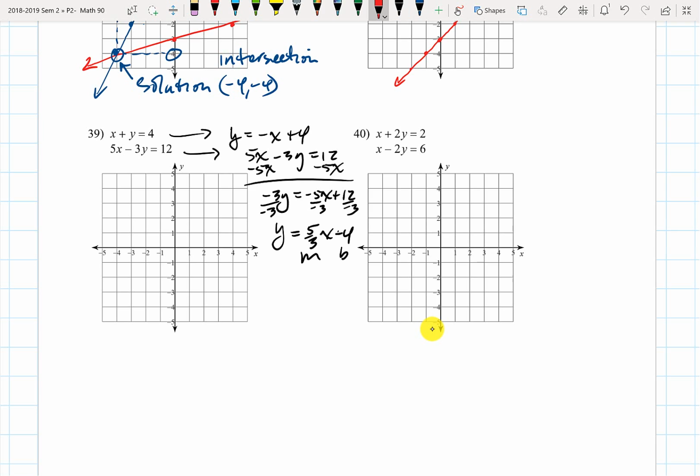So let's start graphing here. The slope here is -1 at 4. So down 1, right 1, and plot multiple points. This is line A. And this one's B. Down at -4 here, we're going to go up 5, right 3. So up 5, right 3. There's your solution. The solution there is 3, 1.